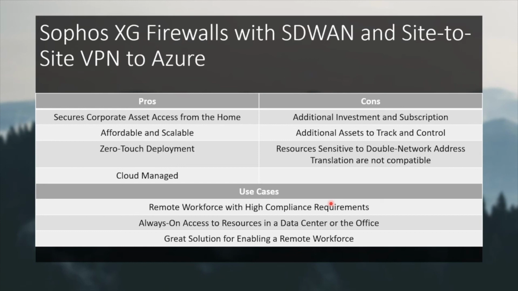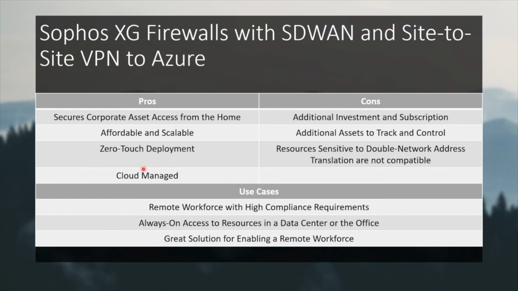And effectively, we just talked through the pros and the cons here. But to really quickly go through it again, it secures corporate assets access at home. It's affordable and scalable. They're very small, cheap devices, especially for a Wi-Fi enabled Sophos firewall. They are zero-touch deployment. You can send these out to your branch sites, to your home users, or to your contractors when they're working for you, to say, hey, you are allowed to work for us, but you must work within this bubble, within these constraints.